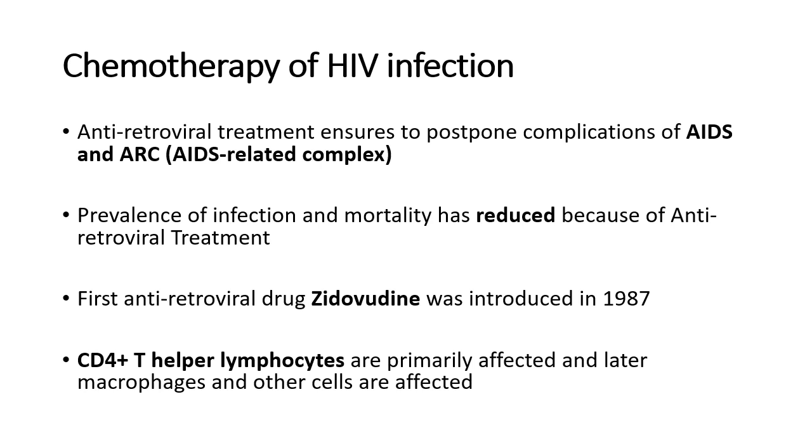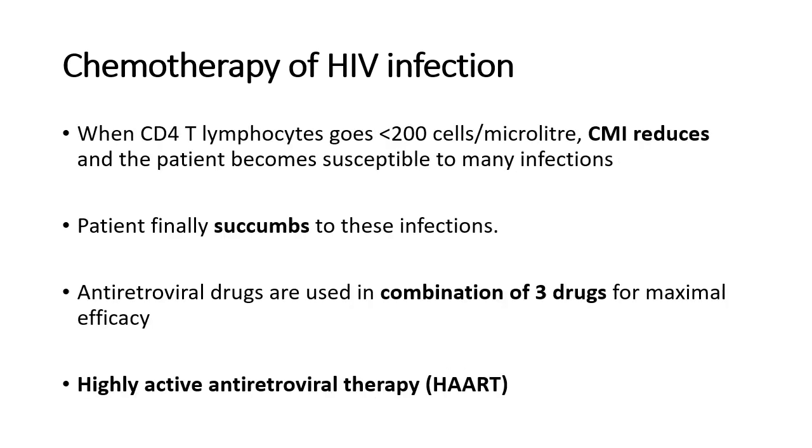1987. This virus primarily affects the T helper lymphocytes. That is why cell-mediated immunity is suppressed, because of which the person becomes more prone to get infected. Later, macrophages and other cells are also affected. So when the T lymphocyte count goes to less than 200 cells per microliter, the cell-mediated immunity is reduced and the patient becomes susceptible to many infections, because of which he may lose his life also.